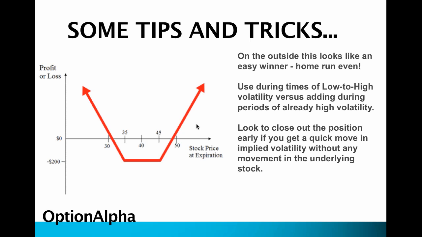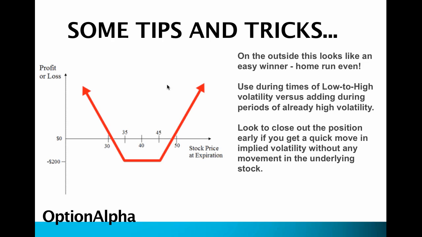So some tips and tricks that I've learned along the years. On the outside, this looks like an easy winner, an easy trade, a home run even. Same thing with a long straddle. But these strangles can be very, very difficult. You want to use them during periods of low to high volatility versus adding it during periods of already high volatility. So again, we want to trade this on a stock that's calm now that we think could break out in a major way soon. So these are really a favorite strategy of earnings traders who trade around earnings for Google, Apple, RIM, etc.